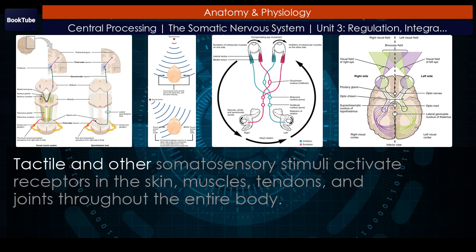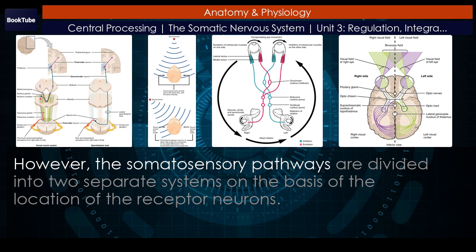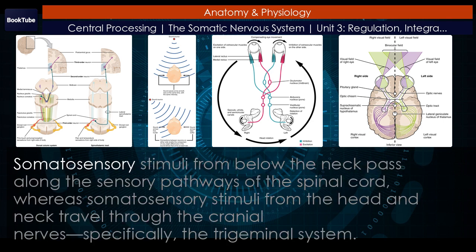Tactile and other somatosensory stimuli activate receptors in the skin, muscles, tendons, and joints throughout the entire body. However, the somatosensory pathways are divided into two separate systems on the basis of the location of the receptor neurons. Somatosensory stimuli from below the neck pass along the sensory pathways of the spinal cord, whereas somatosensory stimuli from the head and neck travel through the cranial nerves.